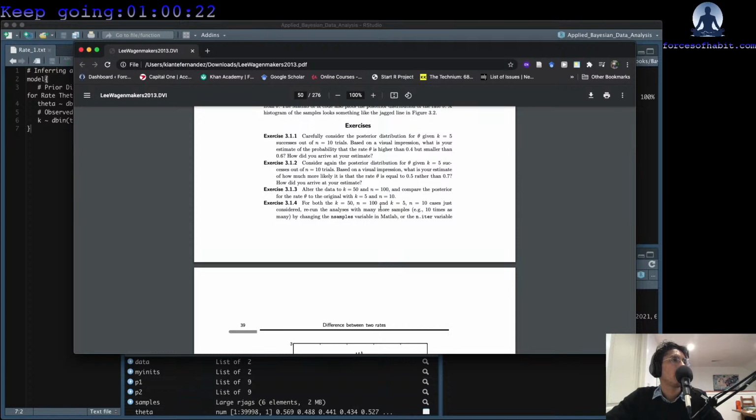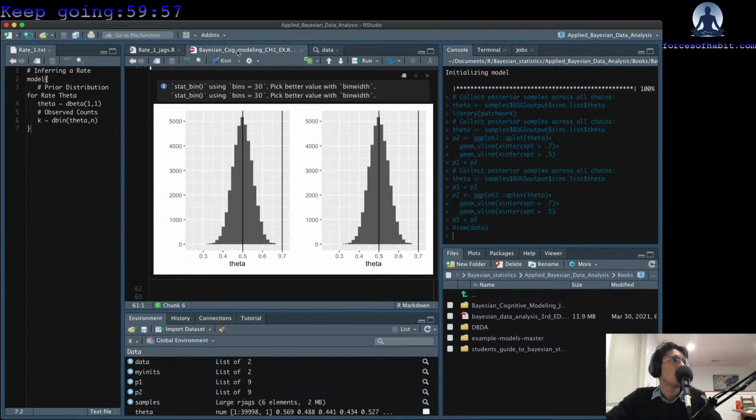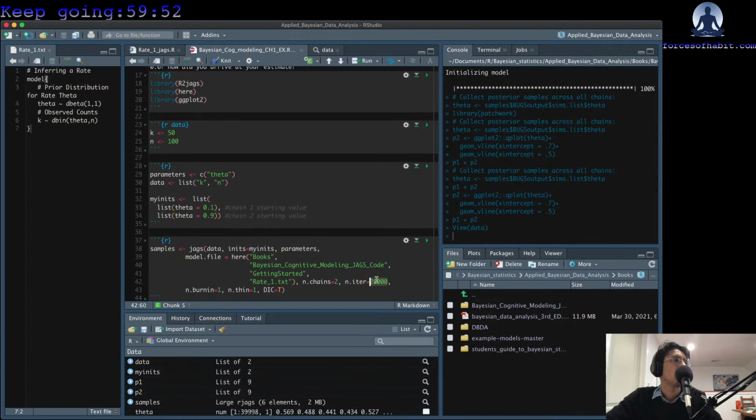For both, we ran the analysis with many more samples. So n iterations. This will take some time, but it is an important point to understand what controls the width, the quality of the approximation, the smoothness. Right, so it looks like it's trying to give us the intuition that as we increase the number of iterations here, we'll get a better fit. So if I just added that many iterations.